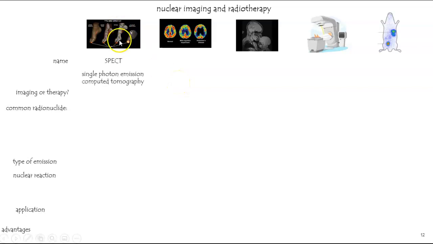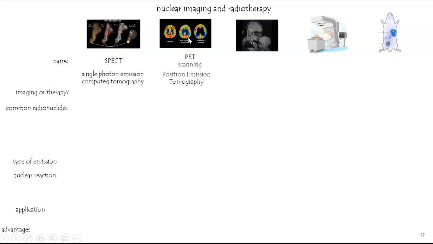The first one we're going to look at is SPECT scanning, SPECT standing for single photon emission computer tomography. This is in some ways similar to the barium swallow test that's far more common, you might have heard of, where a radioactive substance is ingested and it lights up different parts of your body.